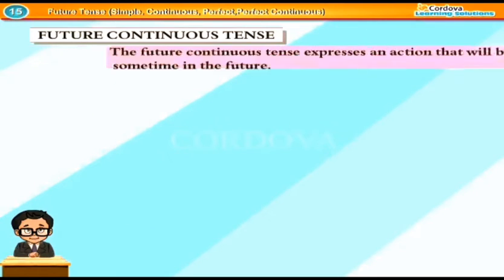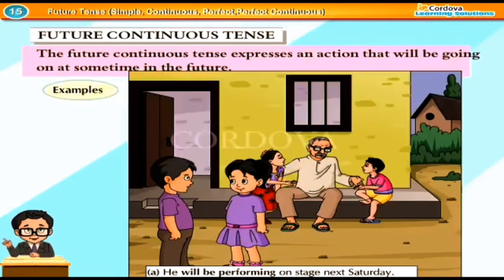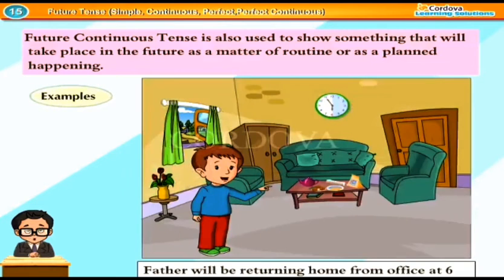Future continuous tense. The future continuous tense expresses an action that will be going on at some time in the future. Examples. He will be performing on stage next Saturday. Ruchi will be going to the mall tomorrow. Future continuous tense is also used to show something that will take place in the future as a matter of routine or as a planned happening. Example. Father will be returning home from office at 6 p.m.